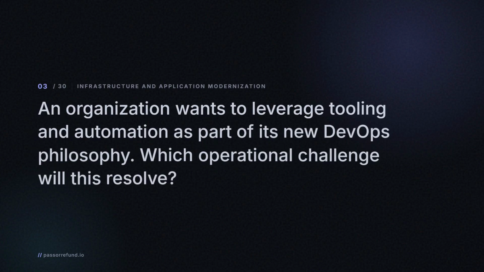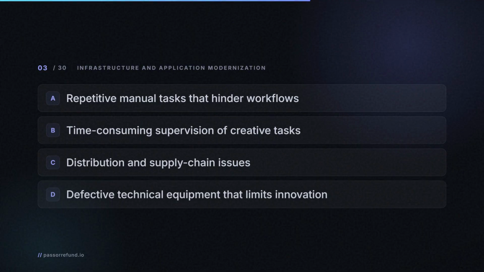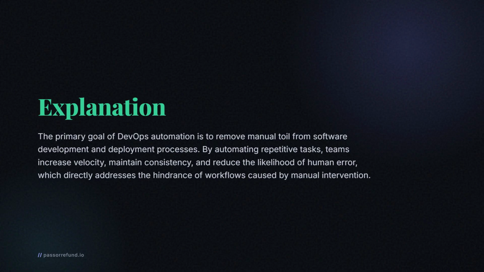So, what about this one? An organization wants to leverage tooling and automation as part of its new DevOps philosophy. Which operational challenge will this resolve? I'd go with the main goal of DevOps automation is to remove manual work from software development and deployment processes.